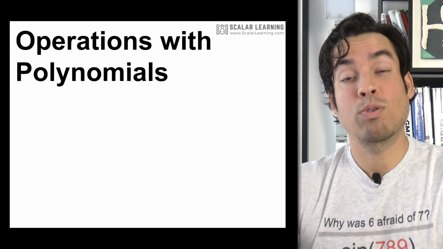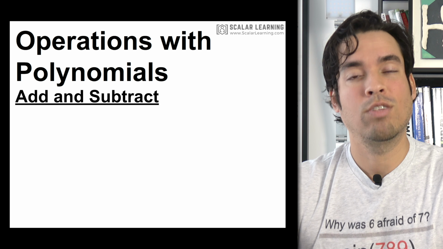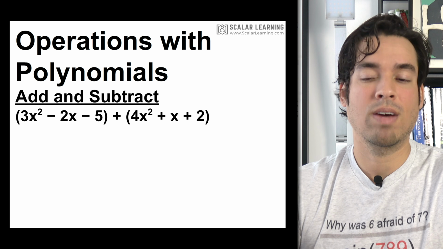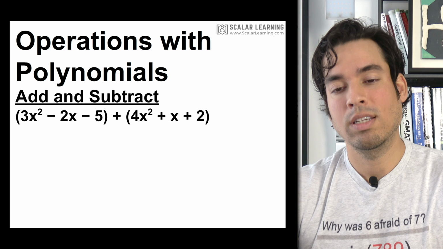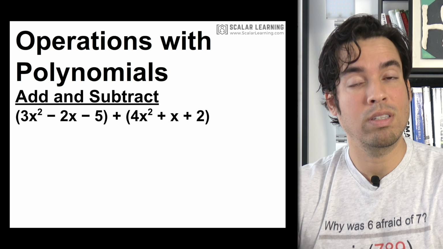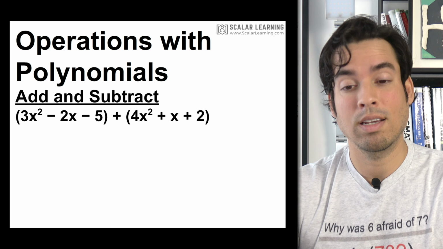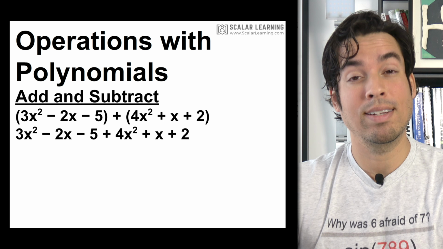Now let's talk about operations with polynomials. Adding and subtracting is pretty straightforward. Let's take this example: 3x squared minus 2x minus 5 plus 4x squared plus x plus 2. The first thing you see is that they are in parentheses, but are the parentheses doing anything? No, there's nothing out there multiplying. There's no minus sign, so I'm just going to get rid of those parentheses. And now I combine like terms.